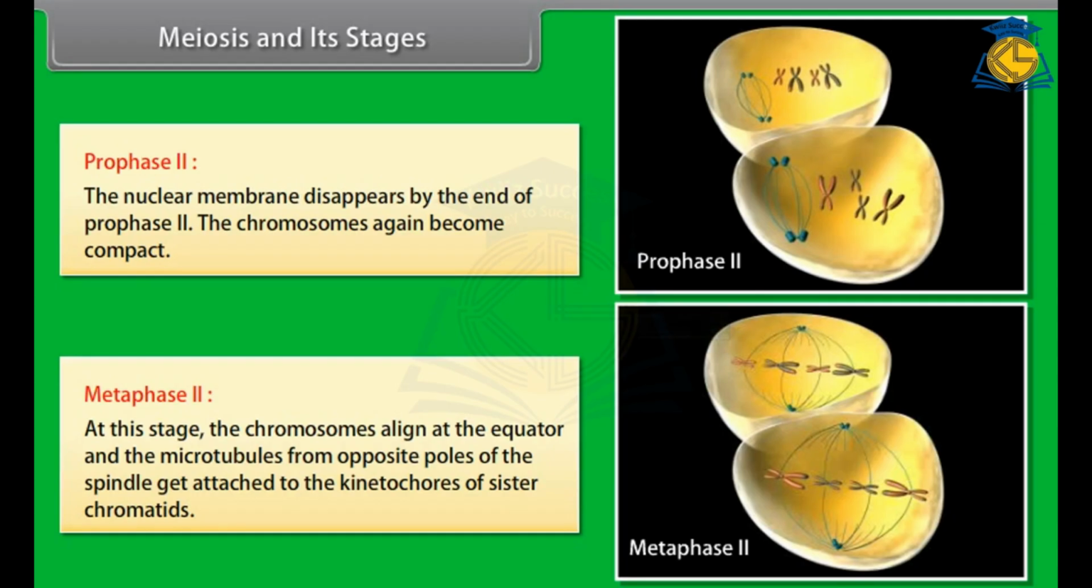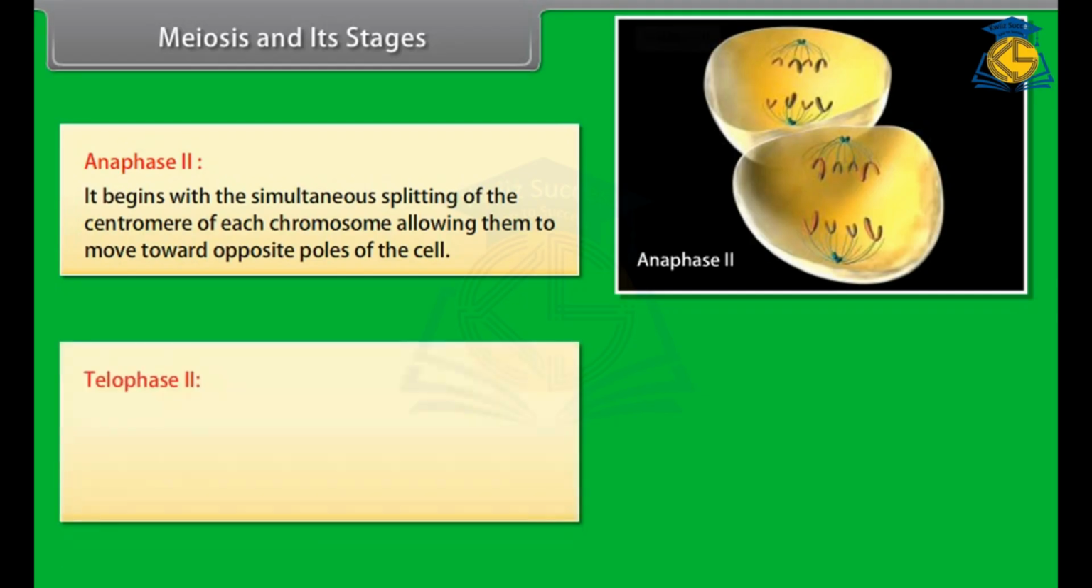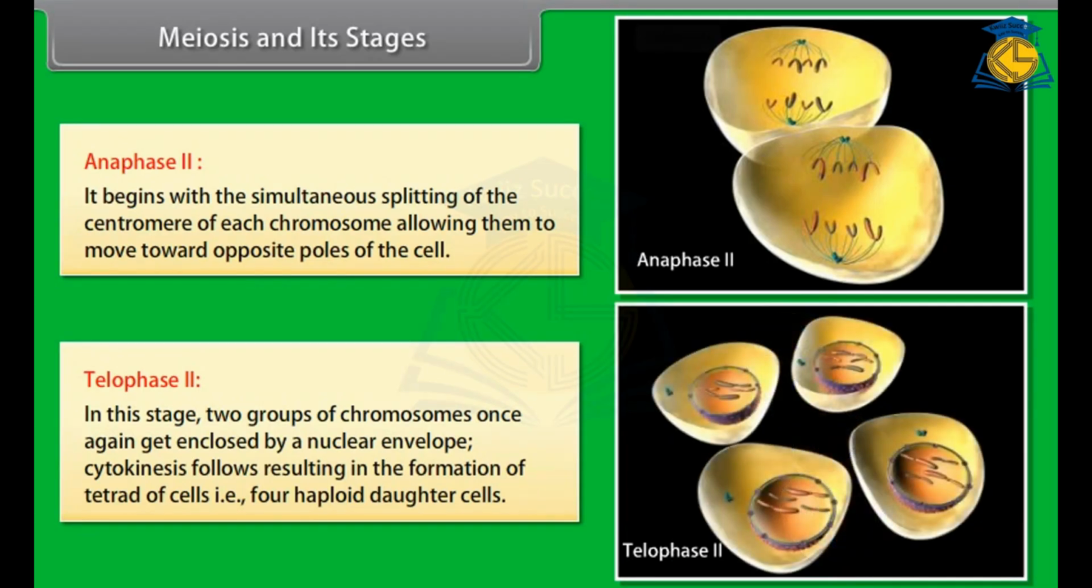Similar to mitosis, metaphase 2 is followed by anaphase 2. Anaphase 2 begins with the simultaneous splitting of the centromere of each chromosome, allowing them to move toward opposite poles of the cell. The last stage of meiosis is telophase 2. In this stage, two groups of chromosomes once again get enclosed by a nuclear envelope. Cytokinesis follows, resulting in the formation of a tetrad of cells, that is, 4 haploid daughter cells.